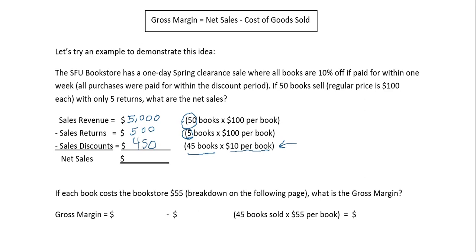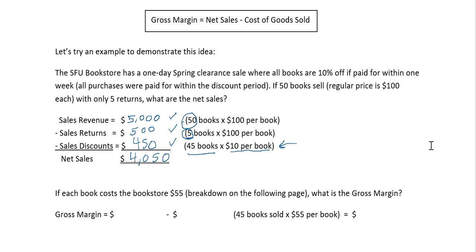450. Now it's a matter of doing simple math. We have sales revenue of 5,000. We have sales returns, which we're going to take off sales revenue, of 500, and we also have sales discount we will subtract off of 450, and then we will get our net sales number of 4,050. That's how that's done. Sales revenue minus sales return minus sales discount gives you net sales. Pretty straightforward process.